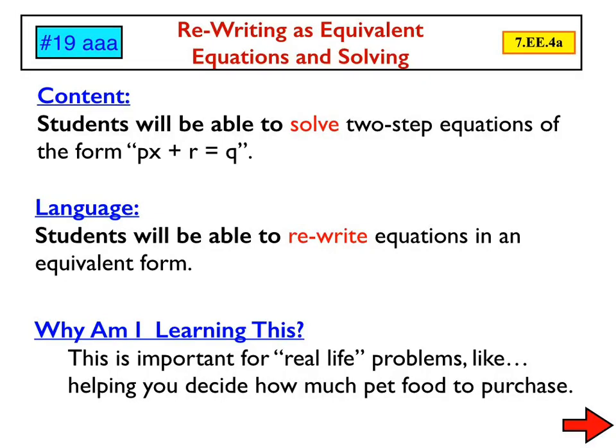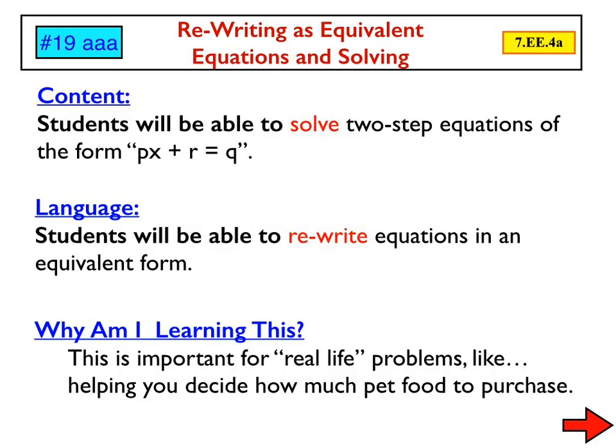All right, so lesson 19, AAA, rewriting as equivalent equations and solving. This is basically two-step problems, solving two-step equations, day number 3. So we're going to solve two-step equations of the form px plus r equals q. I don't want you to freak out over that. That's just a general form, and then the language objective is actually rewriting those equations in an equivalent form.